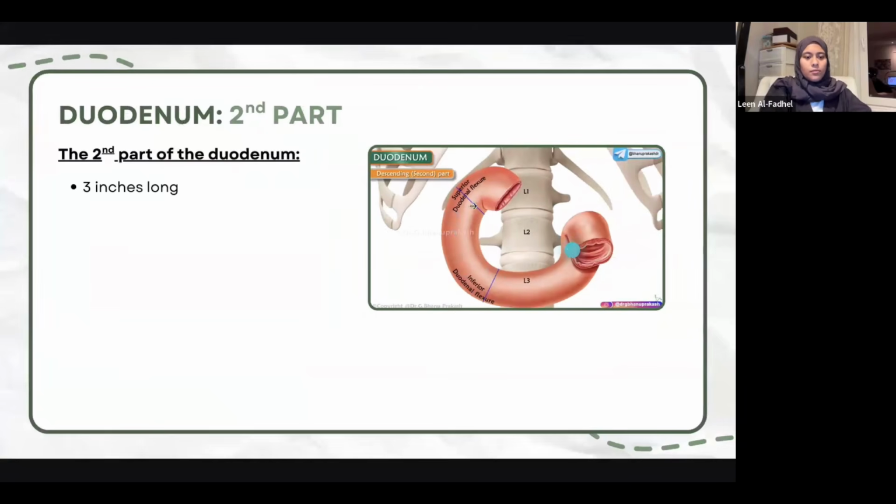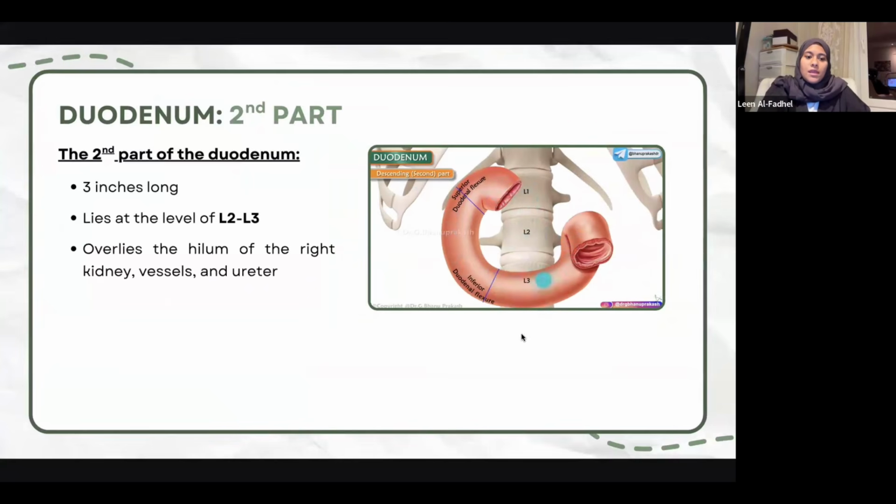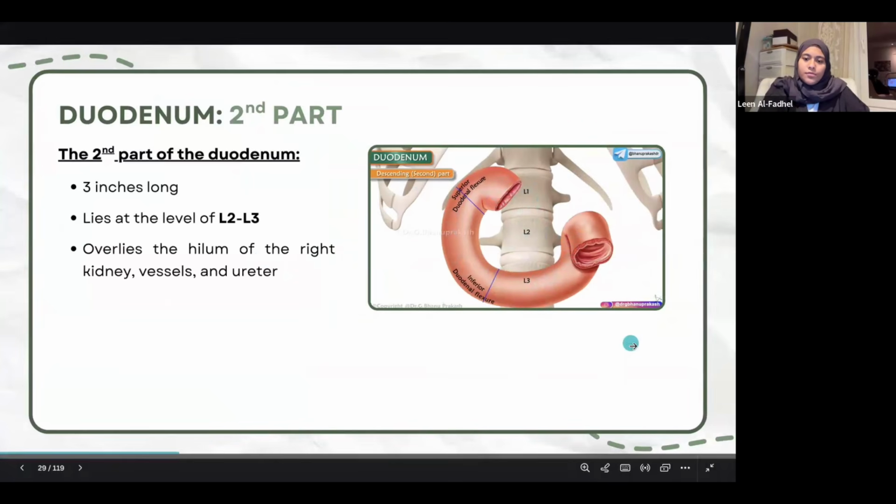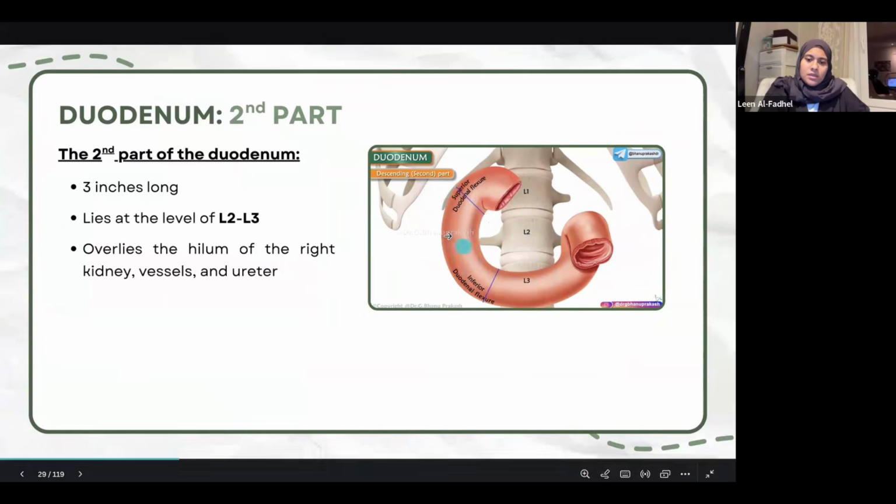The descending part. It's 3 inches long. It lies at the level of L2 to L3, and it overlies the hilum of the right kidney, vessels, and ureter. So just imagine with me that there is a right kidney here. So it overlies the hilum of it, and the vessels, which is probably the right renal vein and the artery, and the ureter. And you'll find something called plica circularis.